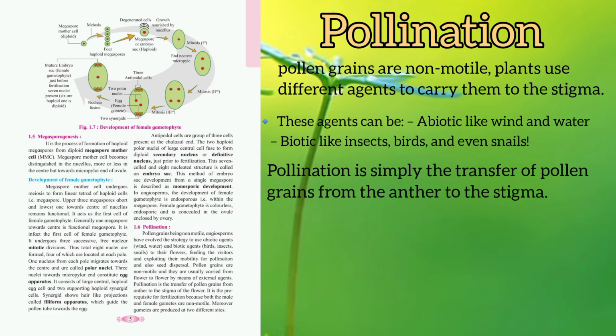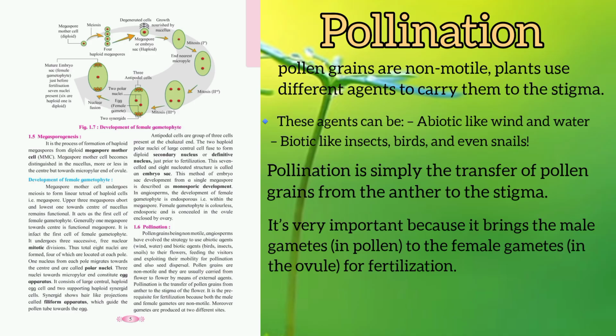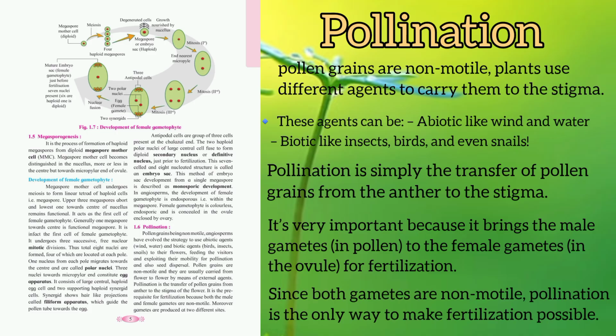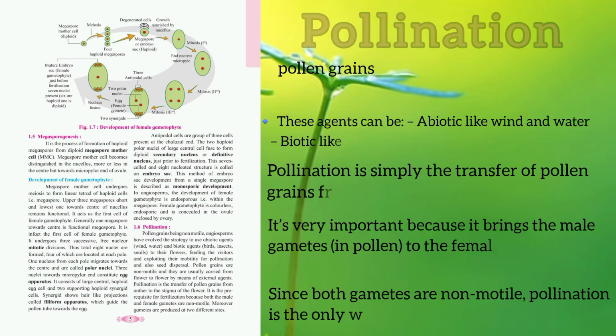Pollination is simply the transfer of pollen grains from the anther to the stigma. It's very important because it brings the male gametes in pollen to the female gametes in the ovule for fertilization. Since both gametes are non-motile, pollination is the only way to make fertilization possible.